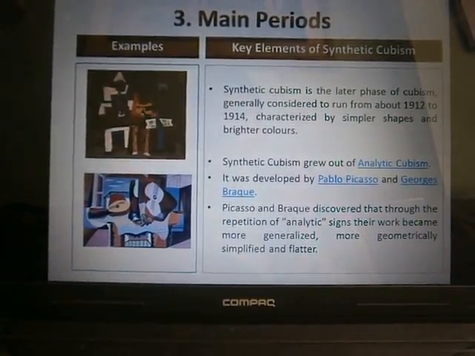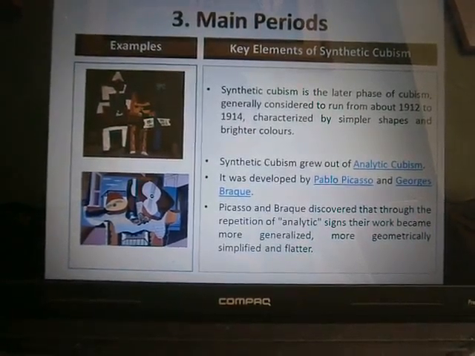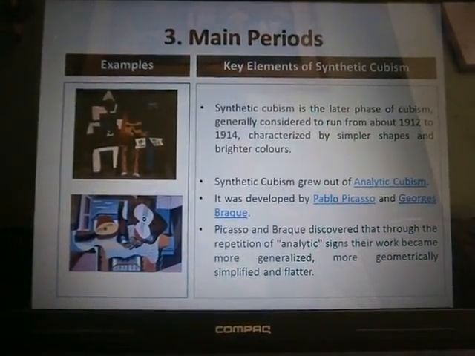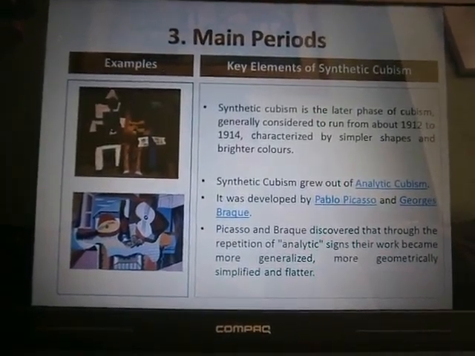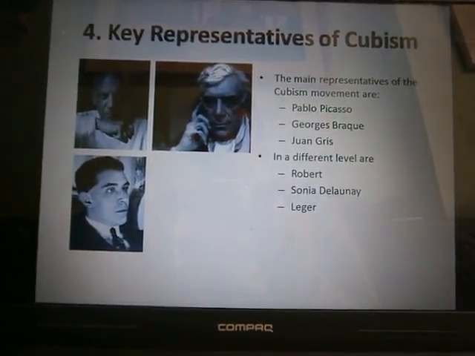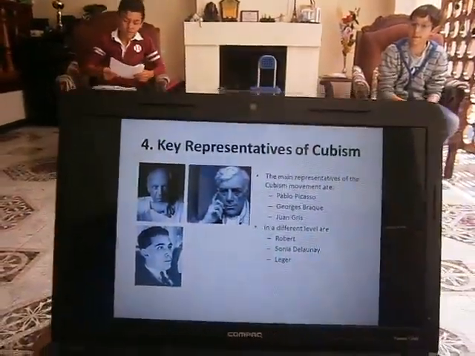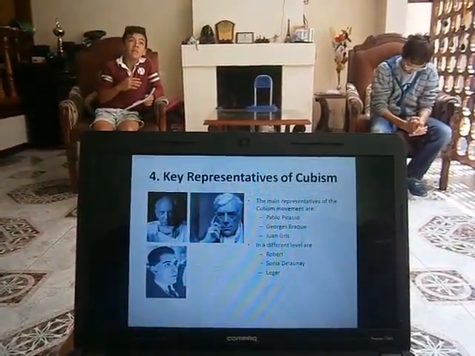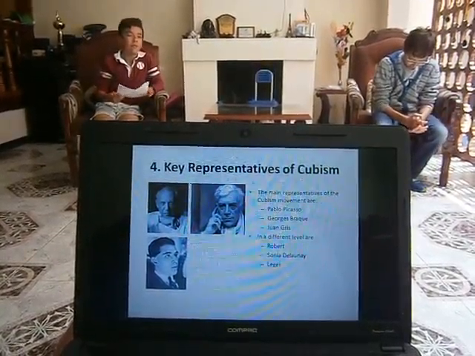Synthetic Cubism grew out of analytic Cubism and was developed by Pablo Picasso and Georges Braque. Picasso and Braque discovered this as a reaction to the repetition of analytic signs. Their work became more generalized, more geometric, and more flattened.